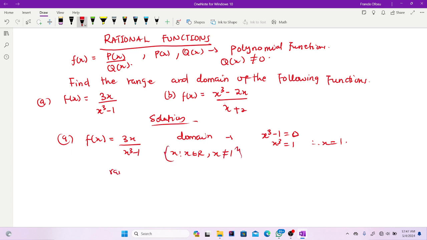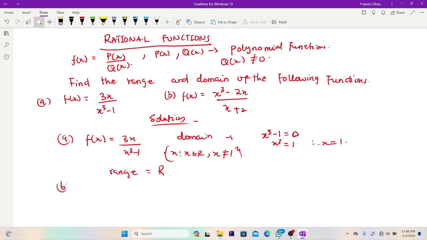What about the range? So take note, once we take the discontinuity out, or the point where this function will be undefined, this function can give all the outputs that fall under the real number system. So the range is simply the set of all real numbers. It will have no discontinuity anywhere. Okay, so this is how we find the domain and range.